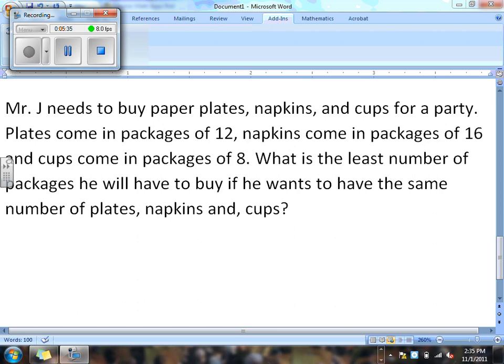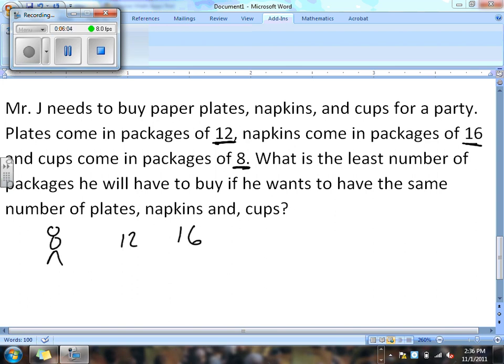Anyway, so let's figure out the least number of cups, napkins, and plates. We want them all to be the same. Plates come in packages of 12, cups come in packages of 8, and napkins come in 16. If we find the least common multiple of these three numbers, we would be able to figure out our lowest number that we need to buy. So we're finding the LCM of 8, 12, and 16.